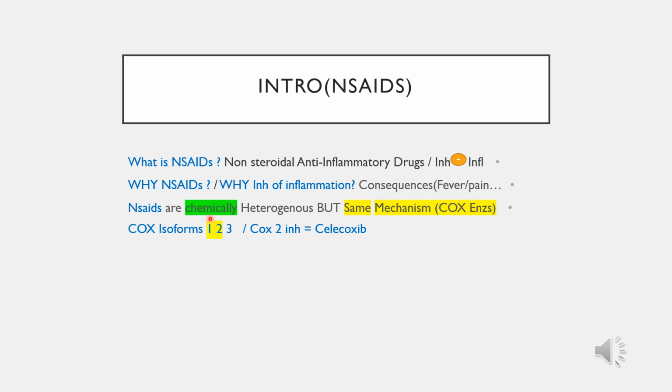NSAIDs are chemically heterogeneous molecules. It means they are different in their base structures, but have the same mechanism. And what is the mechanism? The inhibition of inflammation. How? By inhibiting some enzymes in the process of inflammation. What enzymes? COX enzymes, and we will talk about them soon.